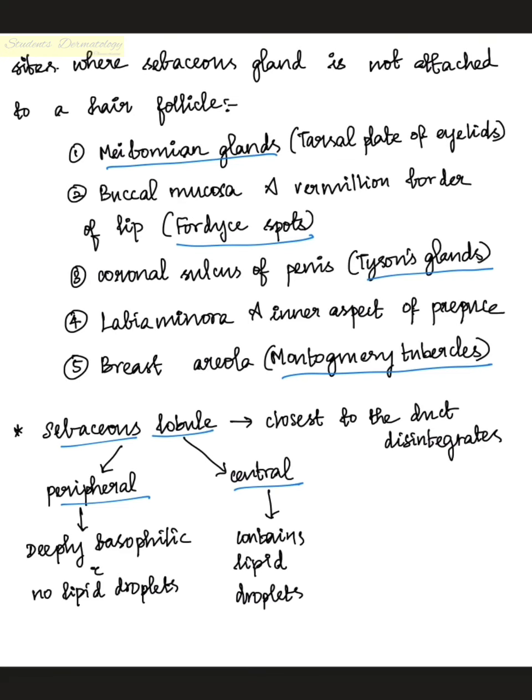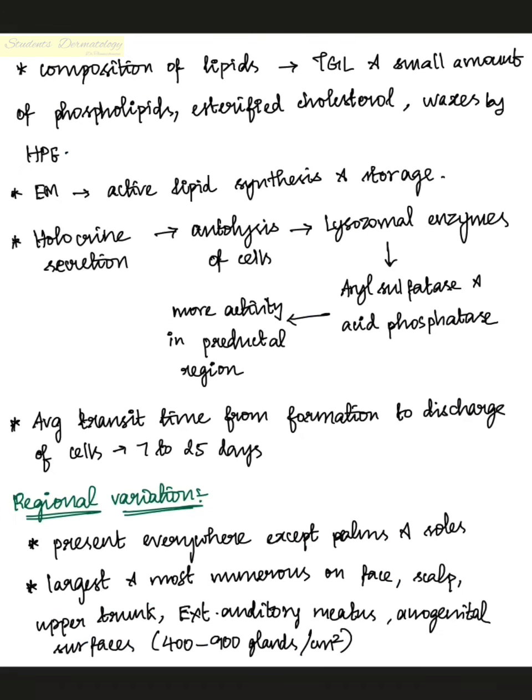This sebaceous lobule contains two areas, one peripheral and another central. The peripheral area contains no lipid droplets and is deeply basophilic, whereas the central area contains lipid droplets. Also, the sebaceous lobule closest to the duct only disintegrates. Next, the composition of lipids: it contains triglycerides and also a small amount of phospholipids, cholesterol and waxes, which can be seen by histopathological examination. In electron microscopy, active lipid synthesis and storage can be seen.